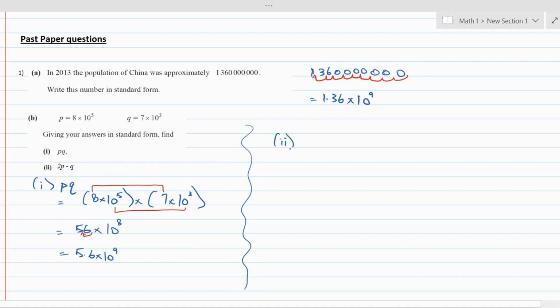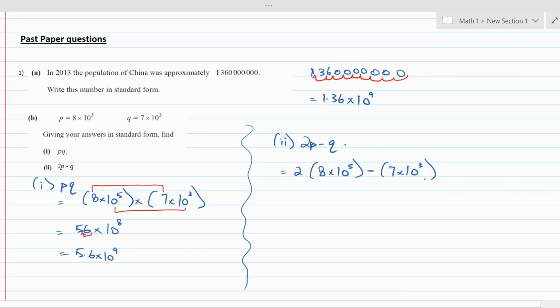Part 2, it's a case of 2p minus q. So 2p minus q, it's the case of subtraction. So this 2 has to be multiplied with p first, followed by the subtraction. So 2 into p, which is 8 multiplied by 10 raised to the power 5, minus q, which is 7 multiplied by 10 raised to the power 3.